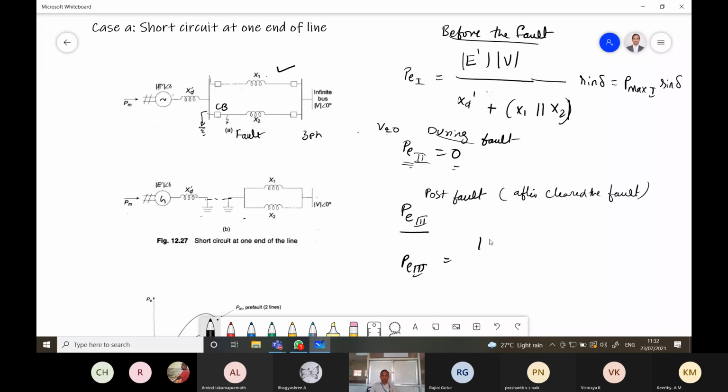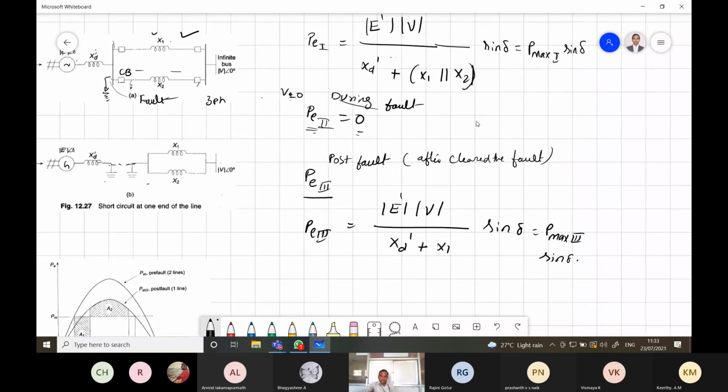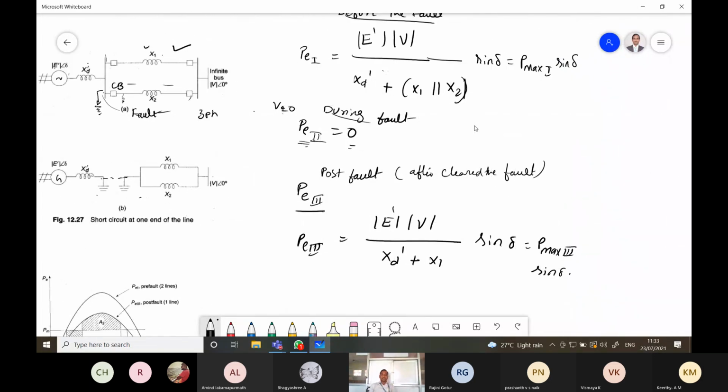PE3 becomes E dash V divided by XD dash. This line is open, so only X1 is connected with XD dash. So XD dash plus X1, sine delta. So this is equal to P max 3 sine delta. It can be noted that P max 3 is less than P max 1.